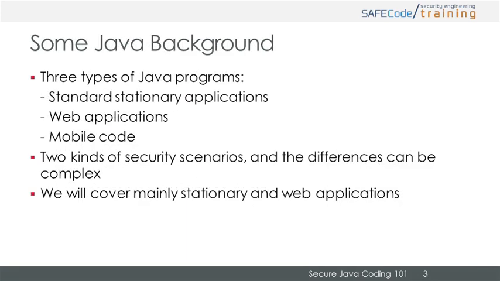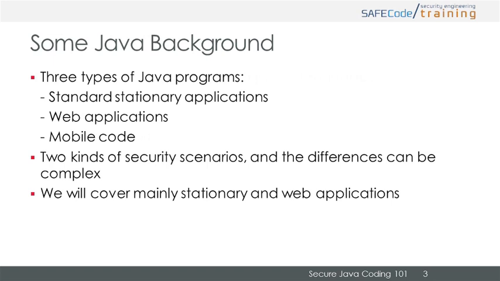There are three types of Java programs. There are standard stationary applications, web applications, and there's mobile code. Mobile code here does not refer to code used in mobile phones, but to the Java applets that are usually downloaded and run in a different Java virtual machine from where they were initially stored. From a programmer's point of view, this makes for two distinct security scenarios.